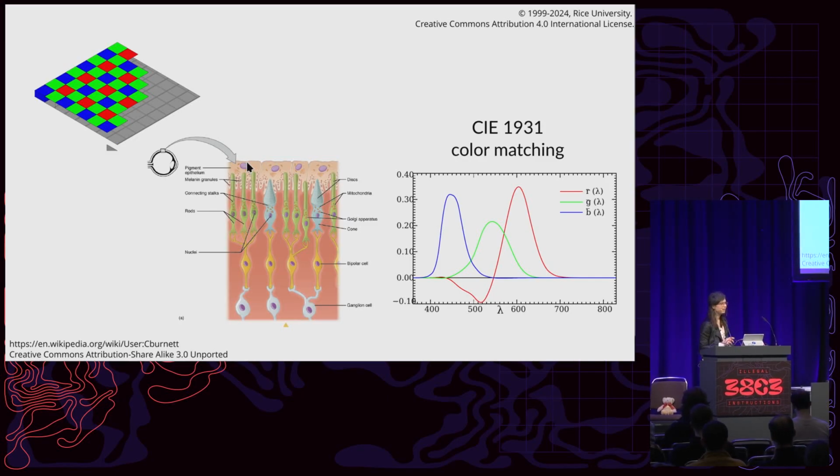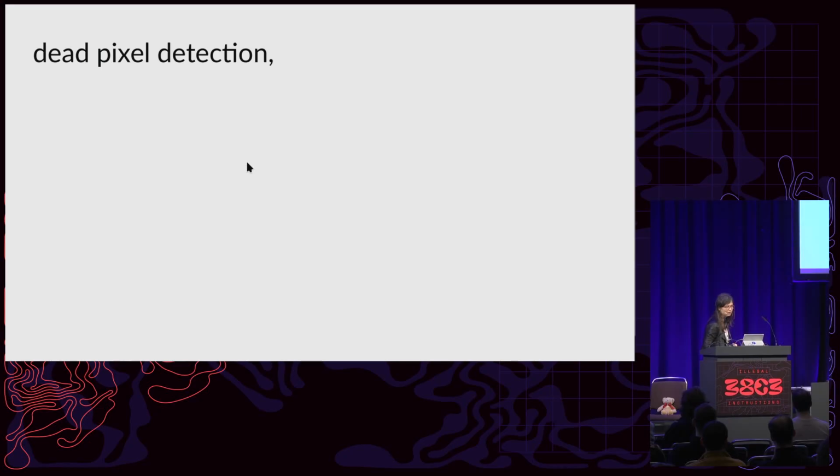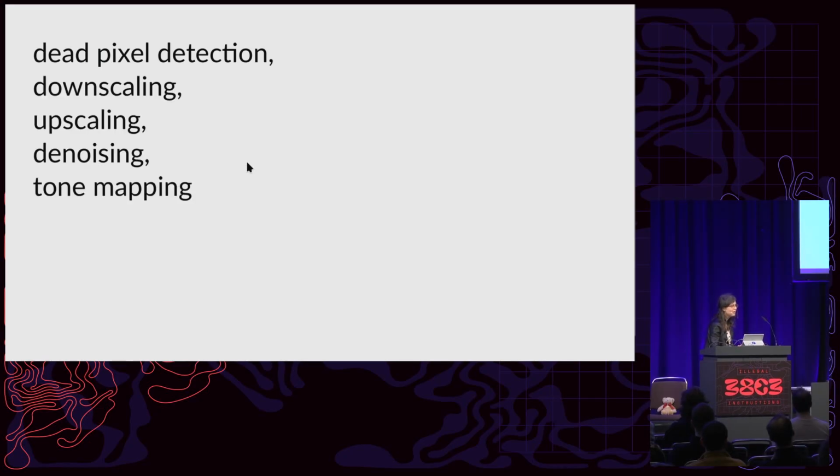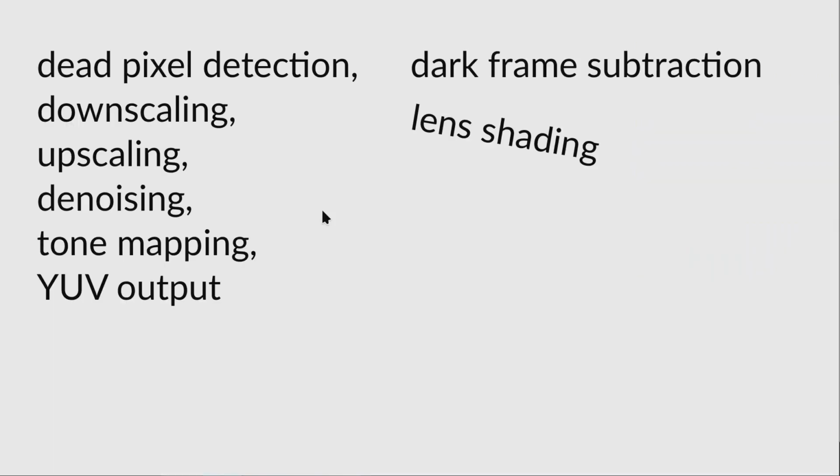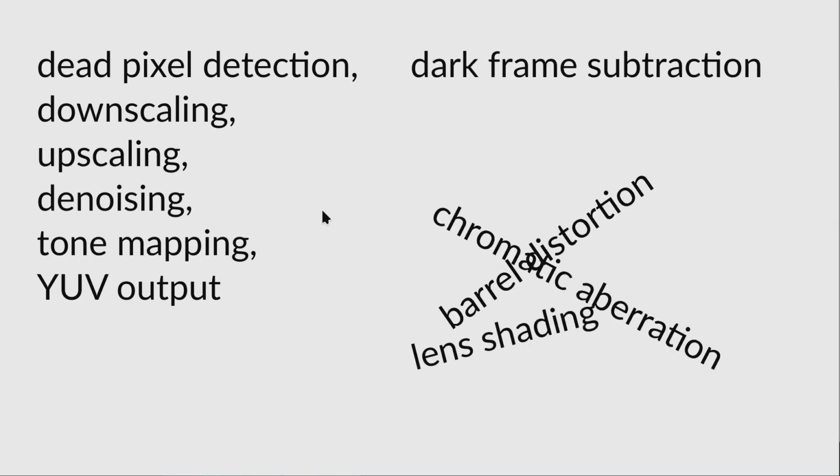So, and remember, every sensor is slightly different. But you're also going to know everything about dead pixel detection, downscaling, upscaling, denoising, tone mapping, YUV output, dark frame subtraction, lens shading, chromatic aberration, lens distortion, focus stacking. What did I get myself into?